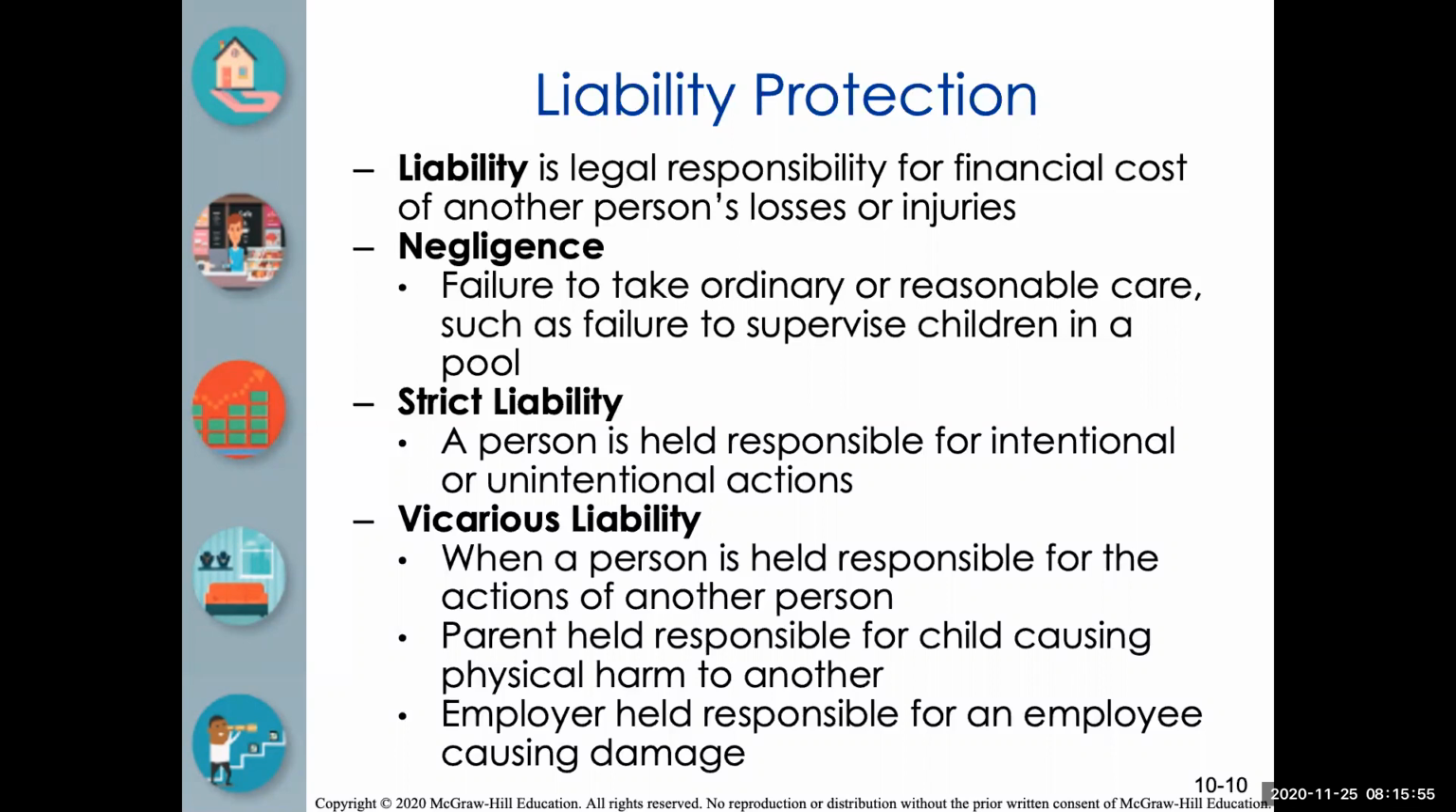Then we have what's called strict liability, where a person can be held responsible for either intentional or unintentional actions. I think you can come up with a couple of good examples there. And then lastly, we have what's called vicarious liability. This tends to be more related to a parent-child relationship, where the parent is held responsible for the actions of the child. So vicarious liability exists when one person is held responsible for the actions of another person.